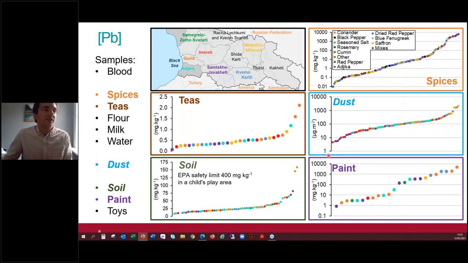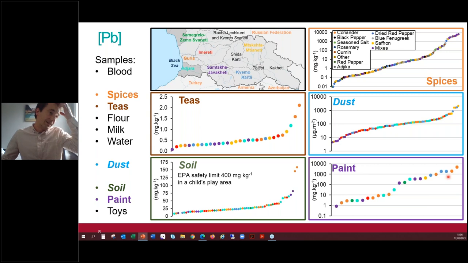So the household dust, again, varies over several orders of magnitude. This is plotted in micrograms of lead per meter squared sample. So the same area was always sampled every time. And obviously, some areas accumulate more dust than others. So you've got to take that into consideration. That might partly explain why we see such variability. If an area has had a longer amount of time to accumulate dust, then we're likely to see higher lead levels there.